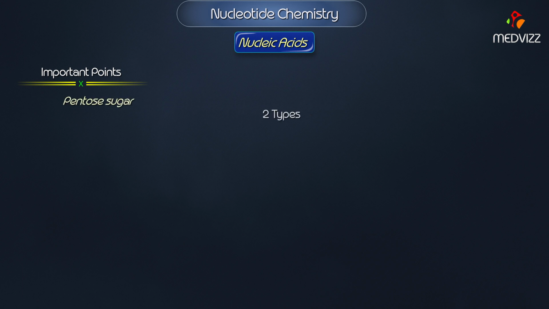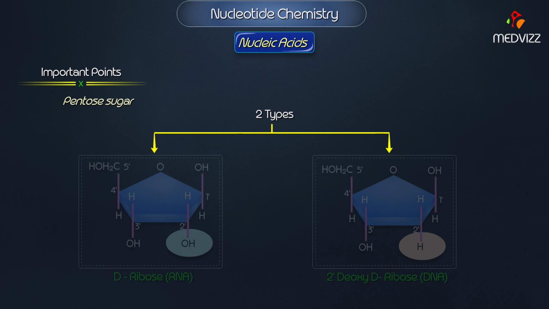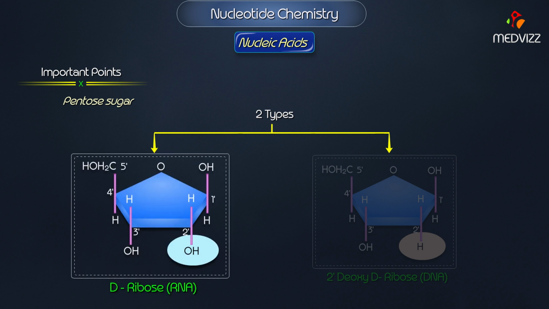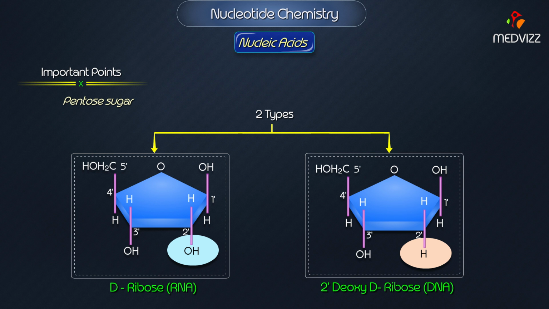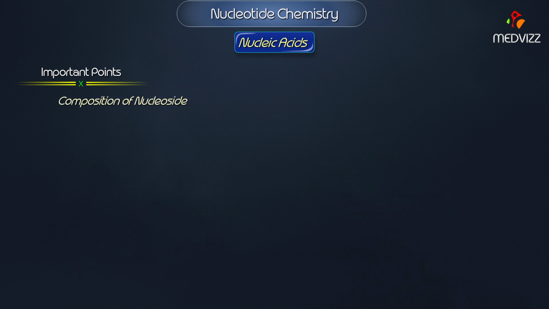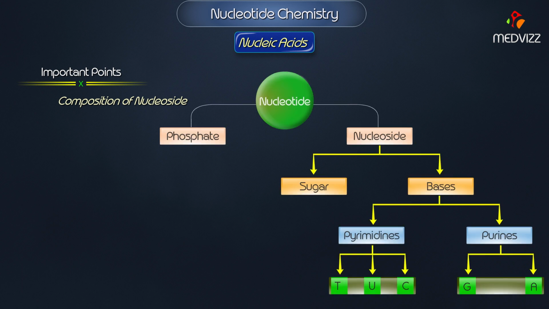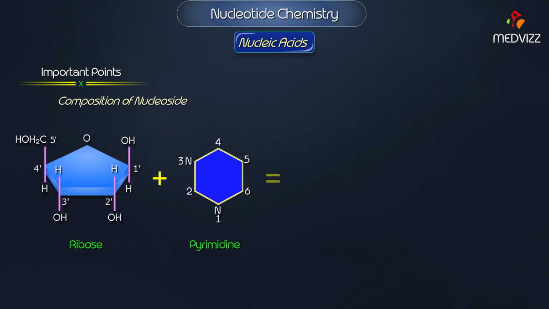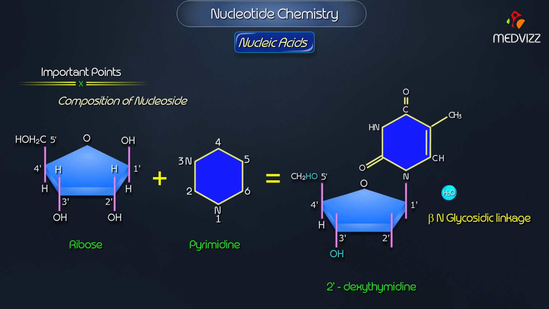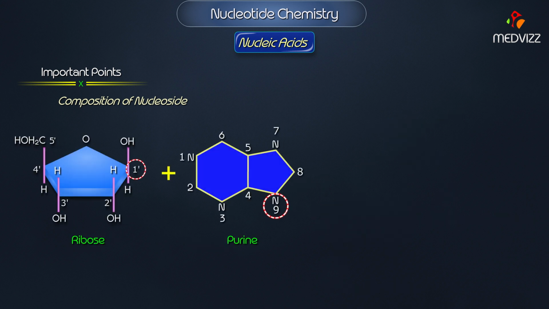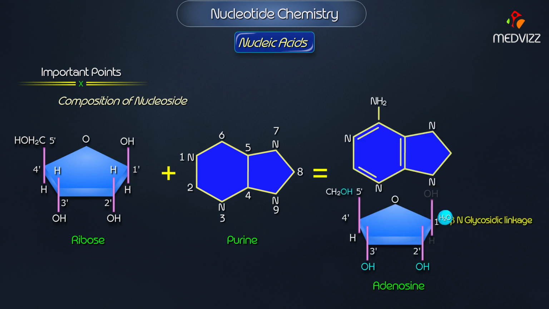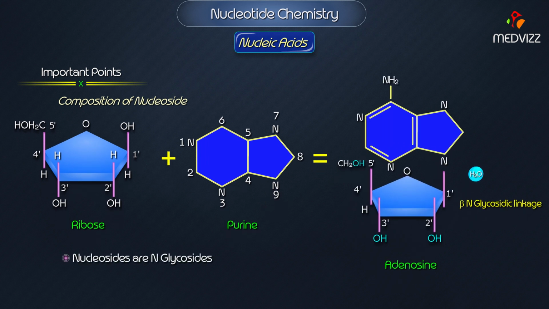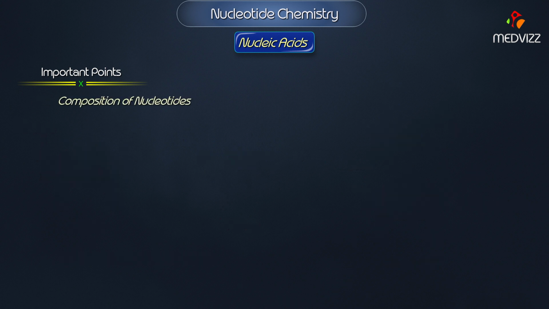Pentose sugar. There are two types of pentose sugar: D-ribose sugar in RNA, 2-deoxy-D-ribose sugar in DNA. Composition of nucleoside. It is made up of a nitrogenous base plus pentose sugar. C1 of ribose or deoxyribose sugar is joined covalently to N1 of pyrimidine or N9 of purine by beta-N-glycosidic linkage. Nucleosides are N-glycosides.